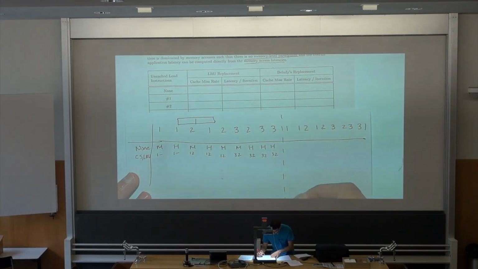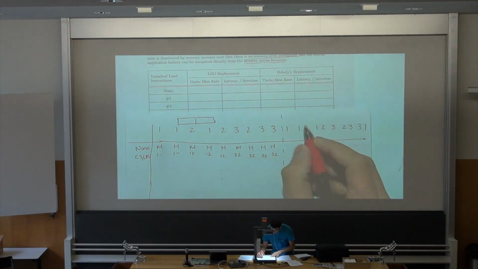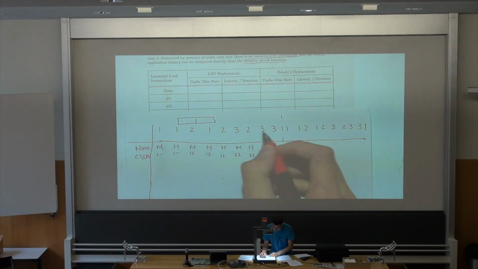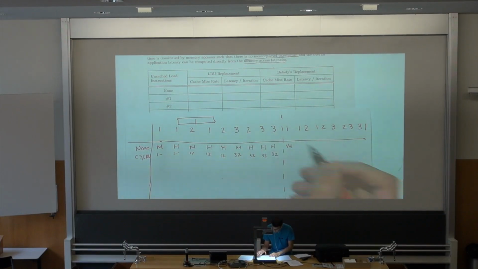So that was the first iteration of the loop. And so now we go back to 1. And so this is a miss because it's not in the cache. And so again, we need to figure out what the least recently used is. And so it turns out since 3 is used here and 2 is used here, 2 is the least recently used, so we evict 2 and replace it with 1, right?